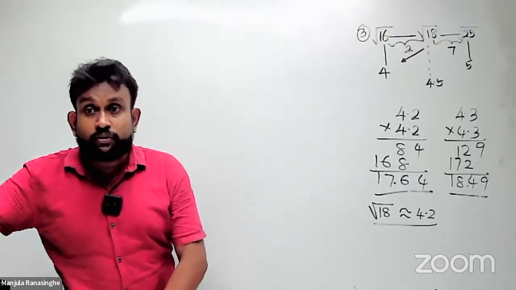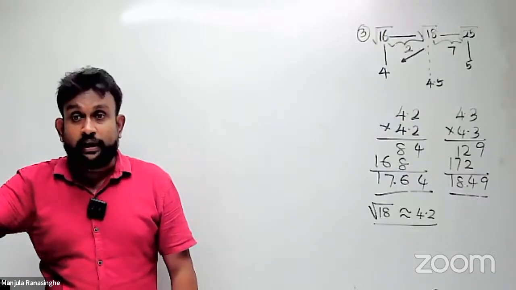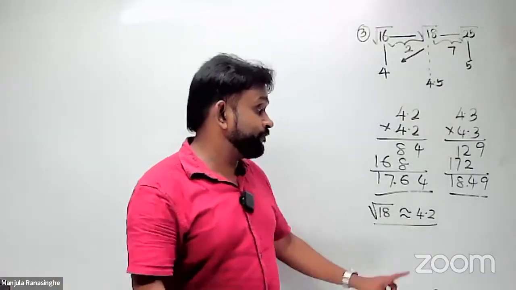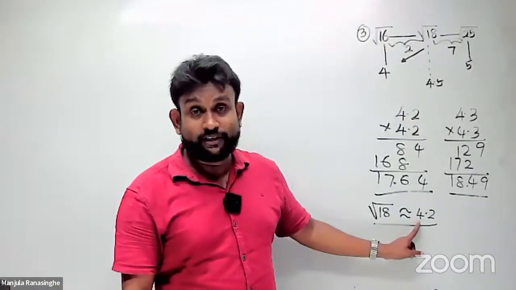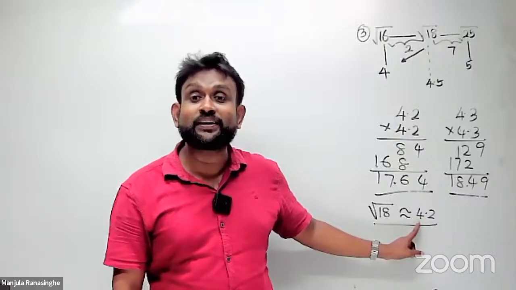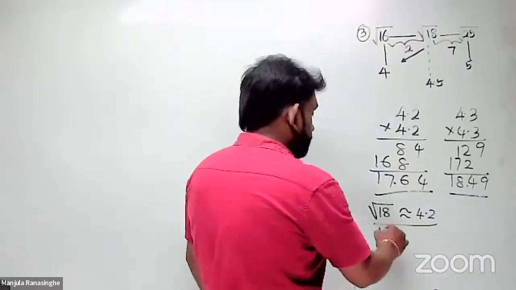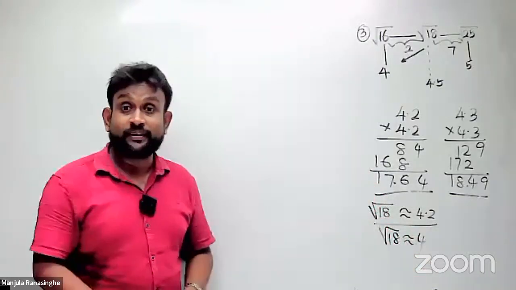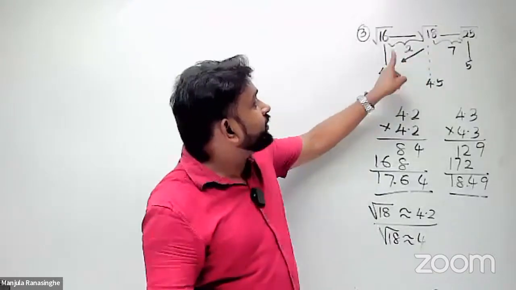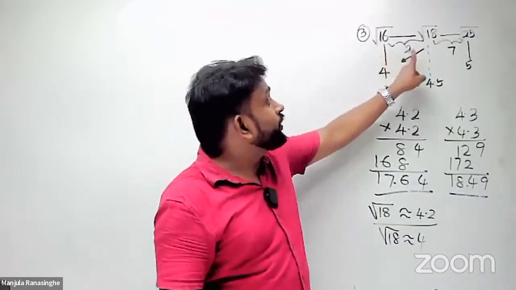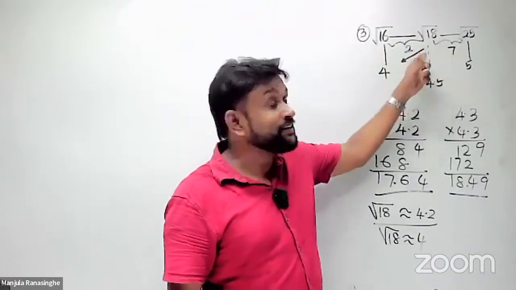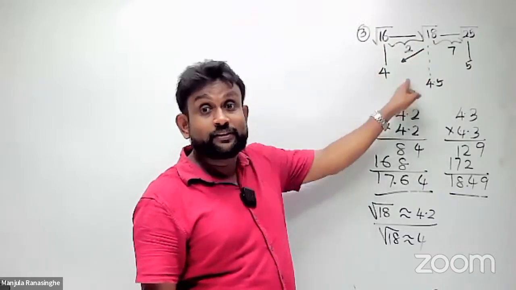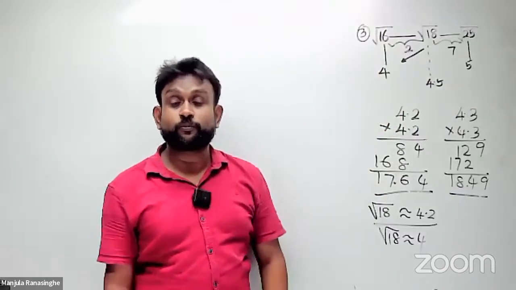What is the value of root 10 to the nearest whole number? To the nearest whole number. Very good. Right. So they are not asking first approximation to the decimal. So what is the nearest whole number? That is 4. Right. Why? They're asking to which value it is closer. Right. So here gap 2, here gap 7. Just see the gap and give which value the nearest whole number, that is 4.